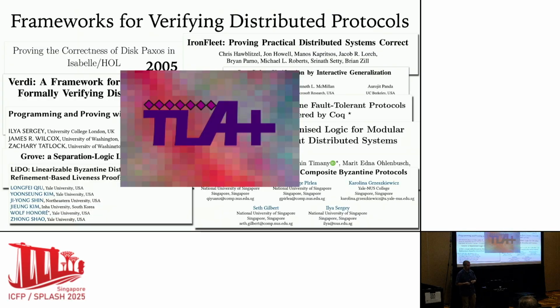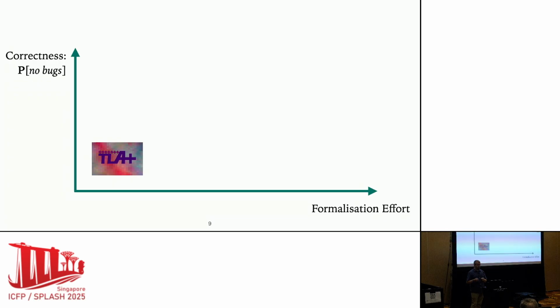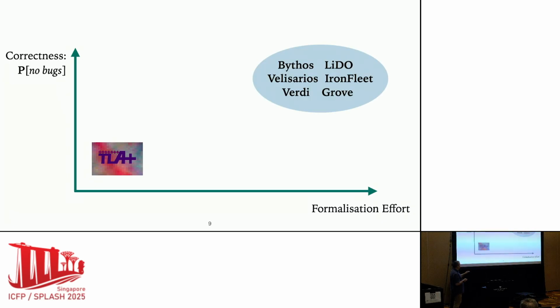So how can we bridge the gap? To do that, and also to make a practical tool, we need to understand what makes TLA+ so successful. What makes it successful is the formalization effort. The probability that your system has no bugs with TLA+ is relatively low, but the formalization effort is also low, and if you go with formal verification, you get to this angle.